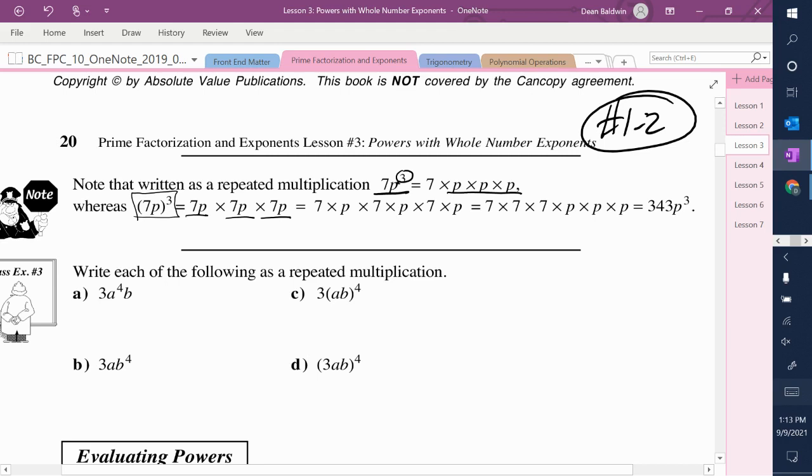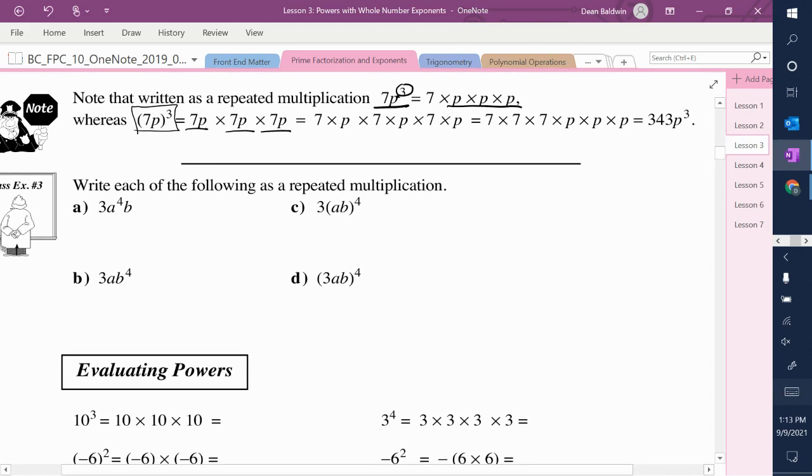Right? Correct? Yeah. Okay. So all we're going to do right now is just write these out as an expanded multiplication. So 3a to the 4b. The 4 is on what letter only? A. So this means 3 and then 4 A's and then a B. That's it. That's what it means. And I know this is tedious and I'm not going to expect you to do this. We're just building so that we can get to the more complicated stuff without having to write it all out.